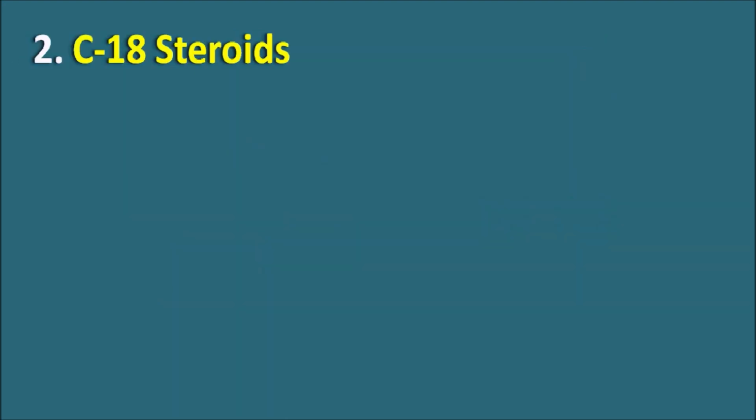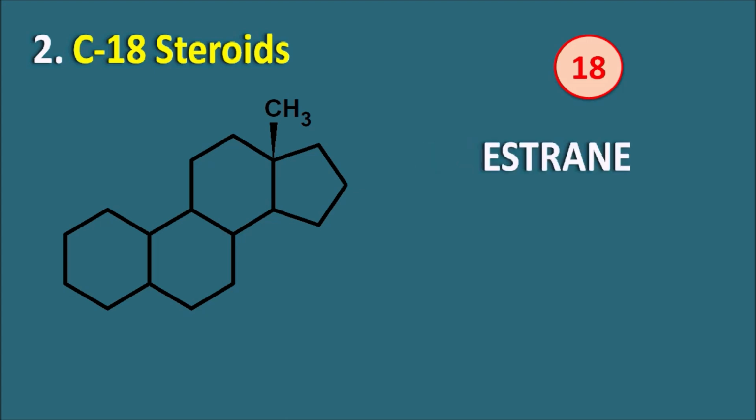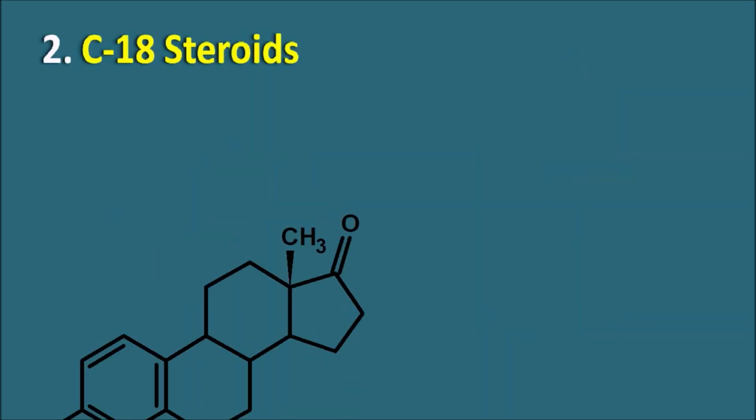Second one is the C18 steroids. So C18 steroids have the basic nucleus like this, and here you can observe that because of one angular methyl group, these have 18 carbons, and this nucleus is called estrane. This estrane is present in the various types of estrogens. So let us see the first structure of the estrogen.